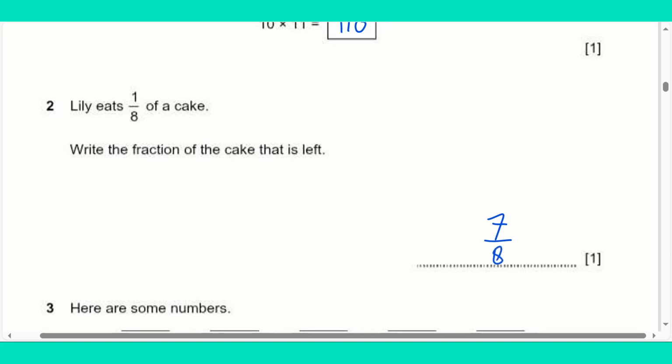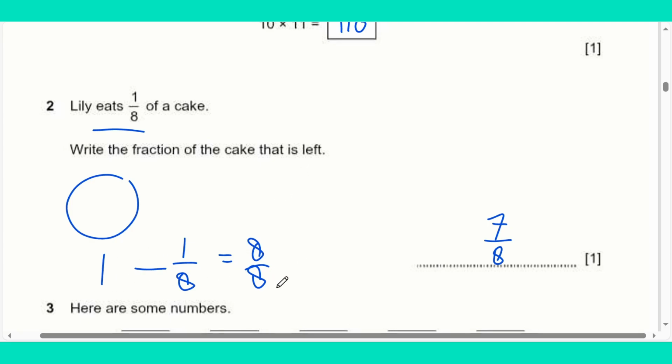How do we get that? So 1 whole of the cake is 1, minus the amount that Lily eats, which is 1/8. Now we have to equalize the fraction. 1 becomes 8/8. So the 1 becomes 8/8 minus 1/8, and now we have the same denominator. So we just copy 8, and 8 minus 1 is 7. That is the rule of subtraction of a fraction. Let's move on.